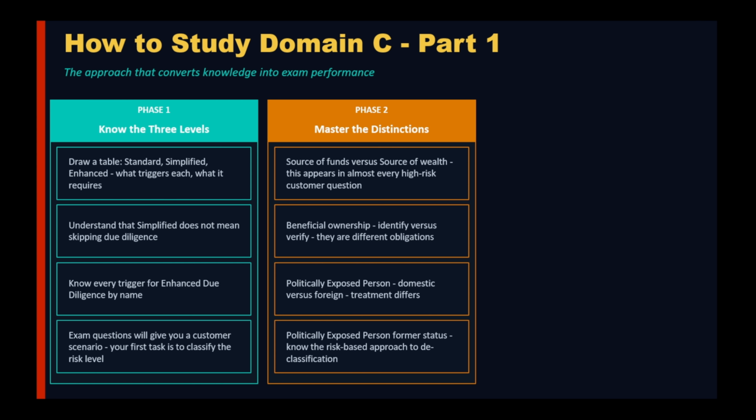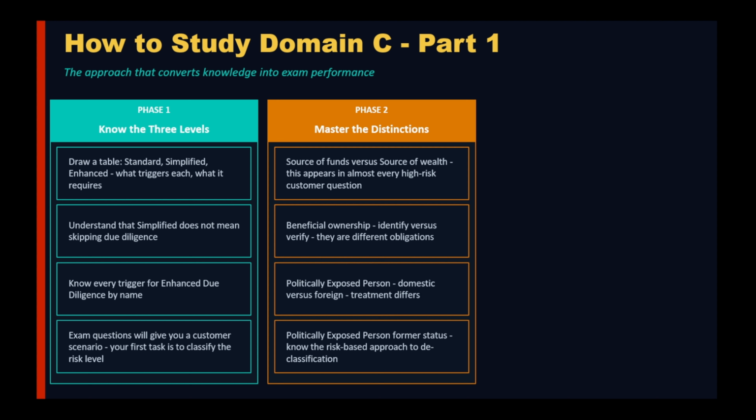Phase 2. There are 4 distinctions that appear repeatedly in Domain C scenario questions. Source of funds versus source of wealth. This distinction appears in almost every high-risk customer question. Identify versus verify. Obtaining information and confirming it are separate obligations. PEP, domestic versus foreign. The risk treatment differs. And politically exposed persons, current versus former status. Enhanced obligations continue after the public role ends.